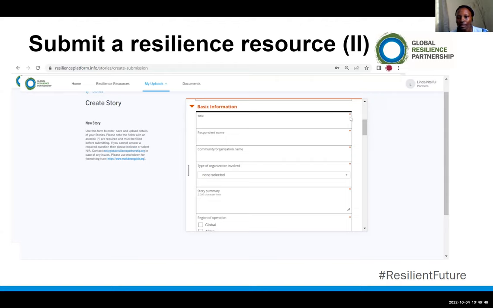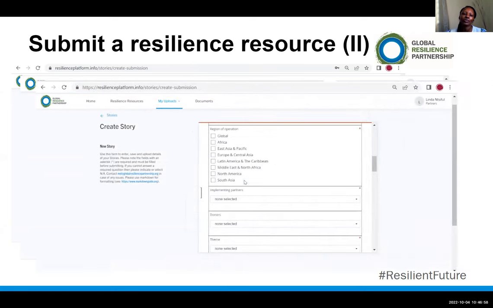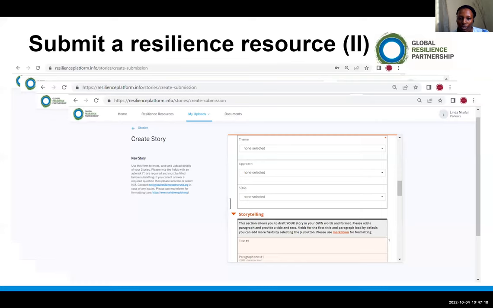And as you can see, you'd notice that there's a red asterisk, which has been allocated to some of the fields, which means that those fields are mandatory. And so you can't upload your story if you don't provide details within those fields. And as you proceed, you'd see that some fields are also not mandatory, like the donors field. So if you don't have information about donors, you don't necessarily have to provide that information. Okay, so moving on, you can provide your theme, you can provide the approach, and then also the SDGs that are being addressed in your story.